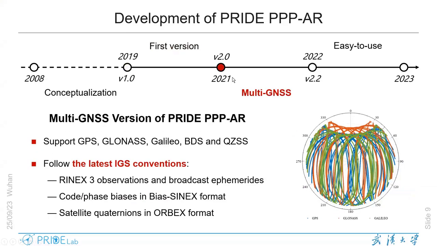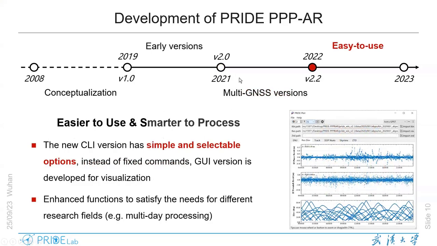Then in 2021, we released the second generation of the software, which supports major constellations from GPS to BeiDou and QZSS, and fully adopts the latest IGS format exchange conventions, such as the RINEX 3 code and phase biases in BIAS-SINEX format and the satellite attitude quaternions in ORBEX format. Then in the last year, 2022, we introduced version 2.2, which brought some revolutionary innovations in the way we interacted with the software. Even though the functionality didn't change much, I would like to say it just became easier to use and smarter to process.